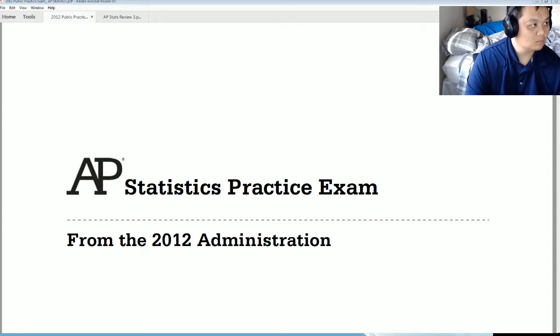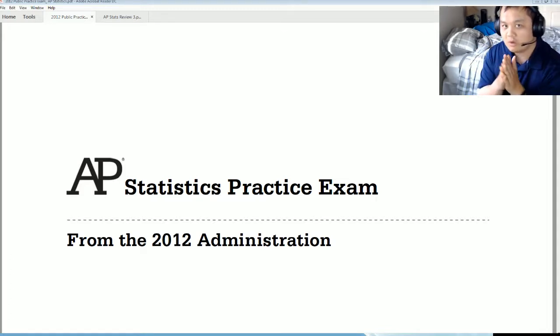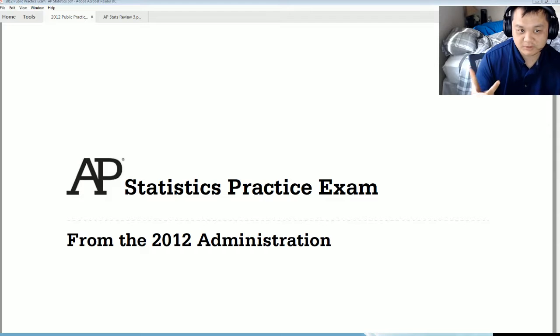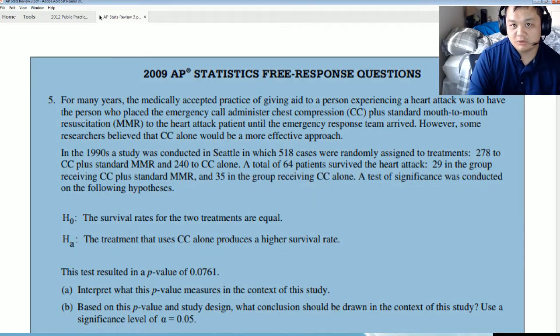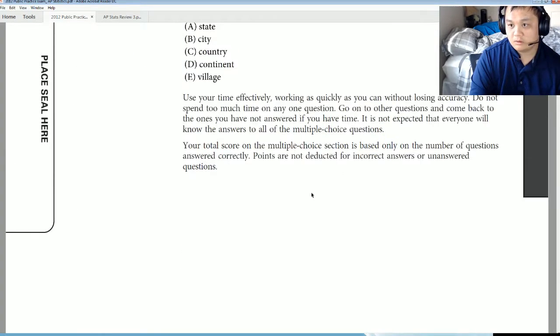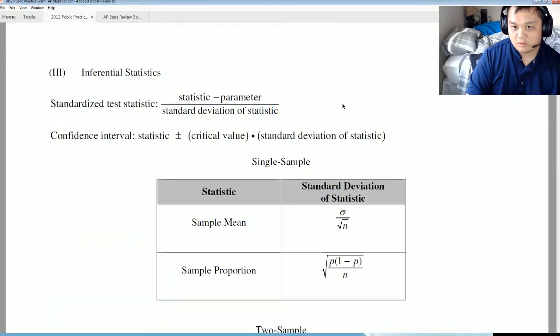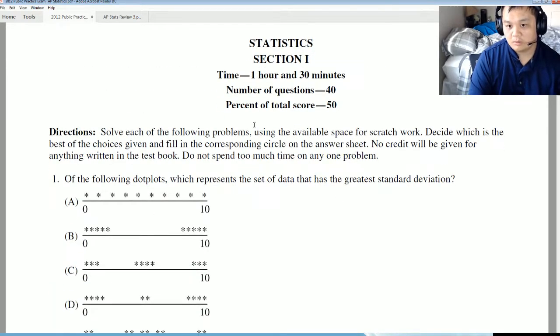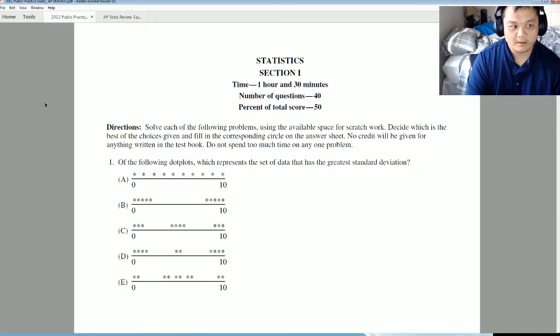Yep, got it. Okay, alright, do you wanna go over the multiple choice questions, because there's some good multiple choice questions, or do you want to go to the FRQ stuff? Yeah, let's go over multiple choice first. Did you get a chance to do it or no? You mean the multiple choice? Okay, but you have it, right? It's the 2012 public practice exam? Yes.